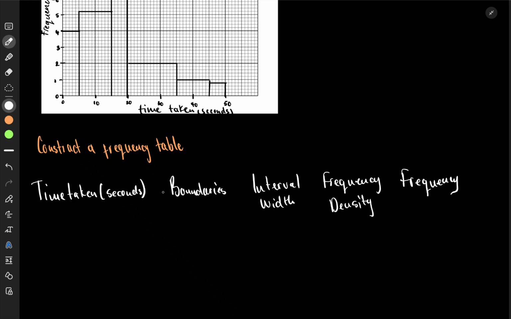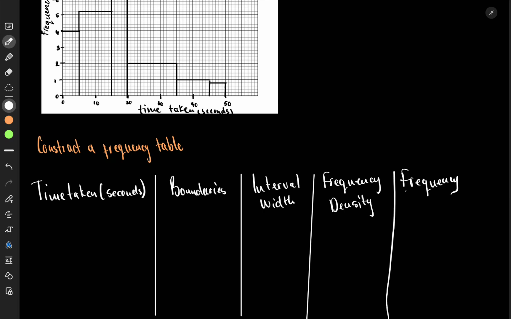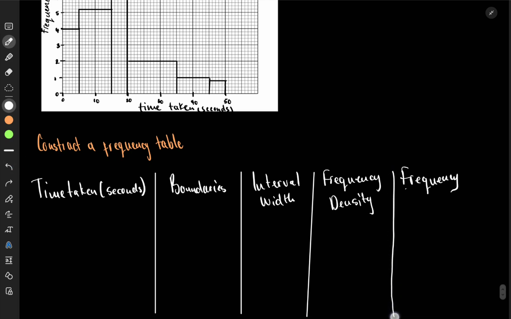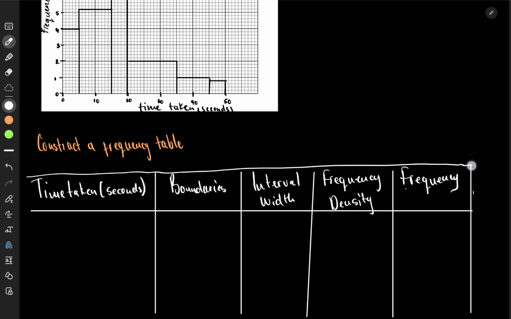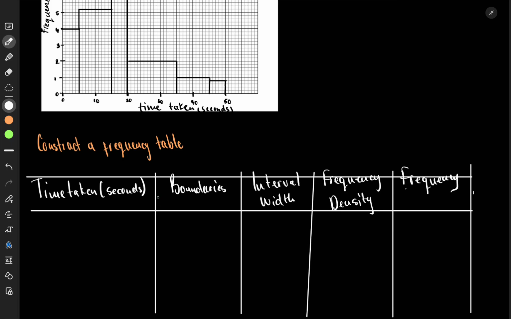So there we go. We can say our boundaries. So we go straight down like that, another one straight down, and another, and then we close this off at the top here. Remember that I have two boundaries, which are the lower class boundary and the upper class boundary. There we go.